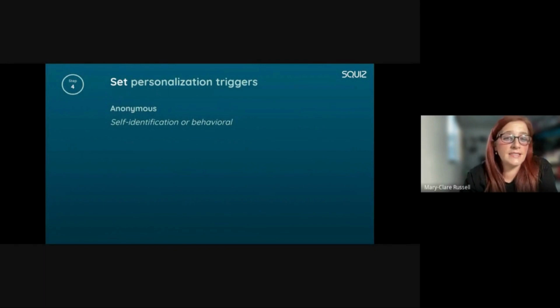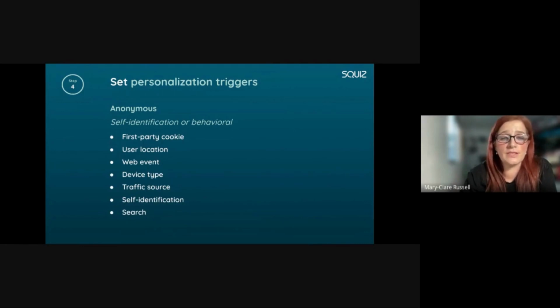The first is anonymous personalization triggers. This type of trigger allows you to personalize by user interest or interest inferred by behavior. It will trigger a personalized experience that tends to be channel specific, for example, website only, and will remain until the user clears their cookies.